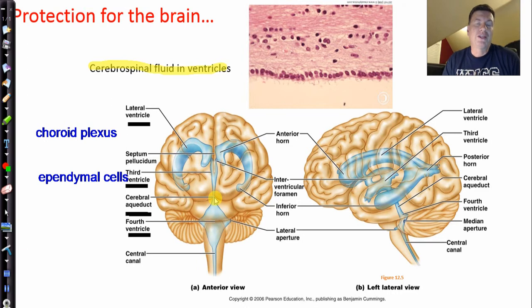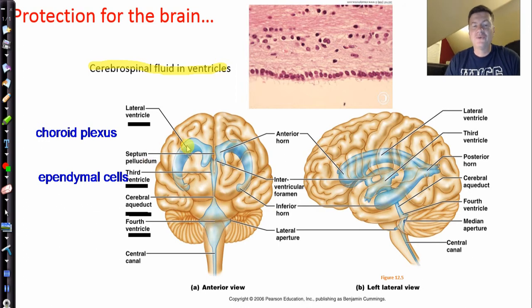So why do we make this fluid? This fluid actually is going to be very helpful in absorbing shock. It actually helps the brain somewhat float inside of the skull. It gives it some buoyancy. It also is going to provide some immunological defense. So this fluid is not just there for decoration. It actually does have several important roles, and we'll talk about where the fluid goes in a second.